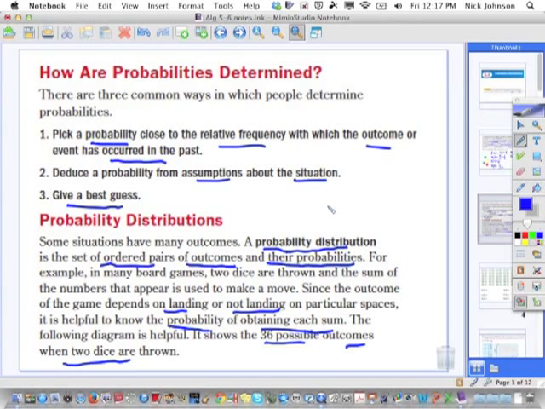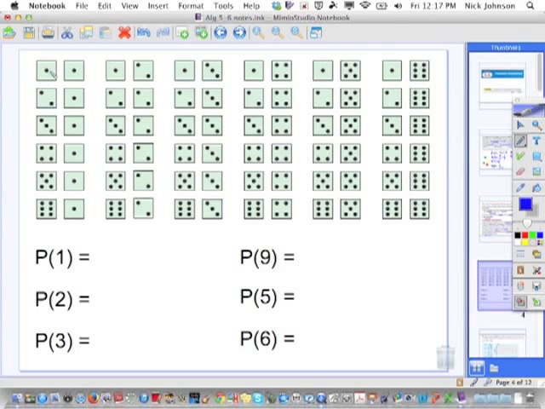So on the first die, you have the opportunity to get a 1 through 6. On the second die, you also have the opportunity of getting a 1 through 6. So if you look at this, as you roll 2 dice, the total number of outcomes is 36.